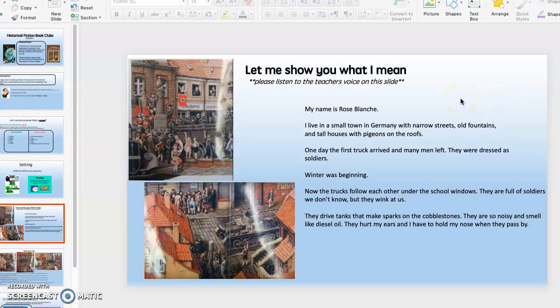My name is Rose Blanche. I live in a small town in Germany with narrow streets, old fountains, and tall houses with pigeons on the roofs.